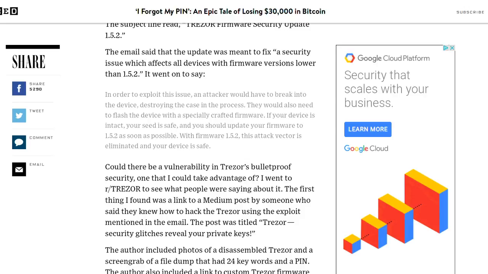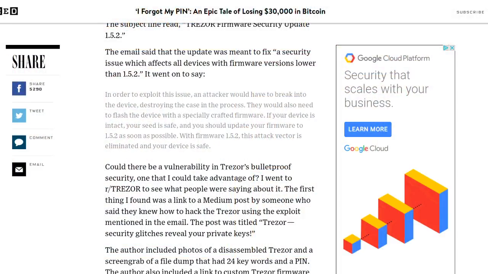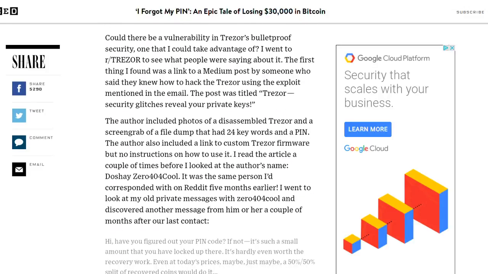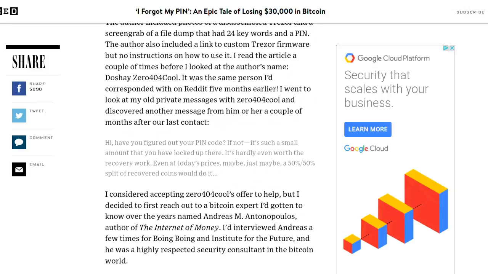So all regular listeners to this show should now be thinking the same thing. Could there be a vulnerability in Trezor's bulletproof security, one that I could take advantage of? So I went to look, and he found a post titled, Trezor, Security Glitches Reveal Your Private Keys. This is exactly what this guy needs. Perfect. The author included photos of a disassembled Trezor and a screen grab of a file dump that had 24 keywords and a pin. Wow.